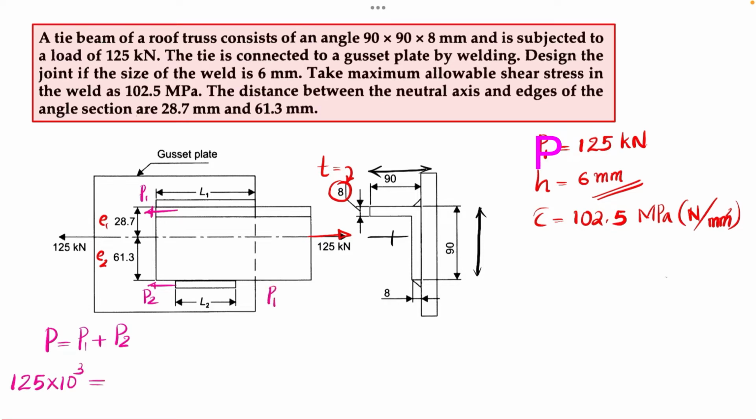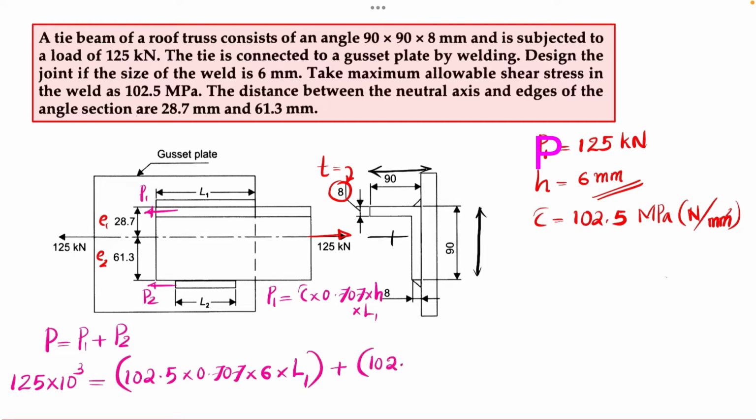So I can write 125 into 10 raised to 3. And we know that P1 is equal to, as I explained on the earlier page, tau into 0.707 into H into L1. L1 is unknown. So the tau value is 102.5 megapascal into 0.707 into H value 6 mm into L1, which is unknown. This is the first term. Similarly for P2, the allowable shear stress is 102.5 into 0.707 into 6 into L2. So this is another term.